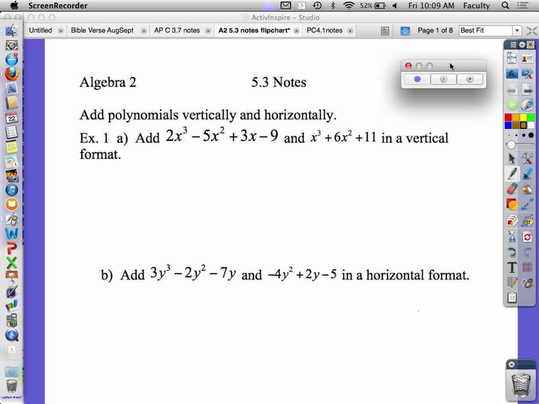Okay, 5.3. Most of this is a review section. So we're going to start off review, but I'm going to show you two different formats, how to add and subtract polynomials. What does the word vertical mean? Up and down.